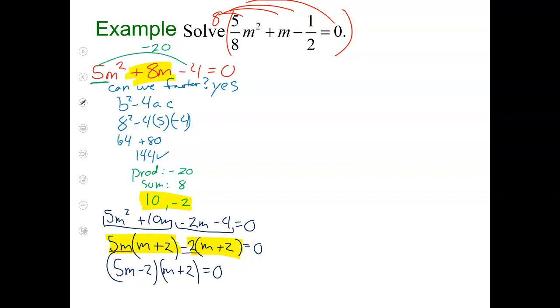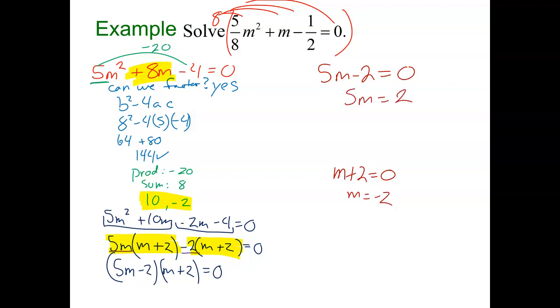Now what? Set both equal to 0. 5m minus 2 equals 0. m plus 2 equals 0. What about the top one? Add 2. 5m equals 2. m equals 2 fifths. There we go. There are two answers.